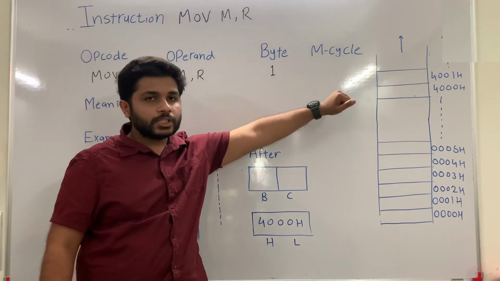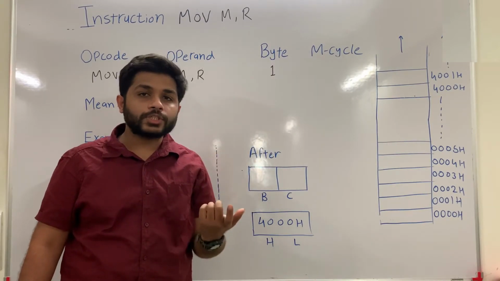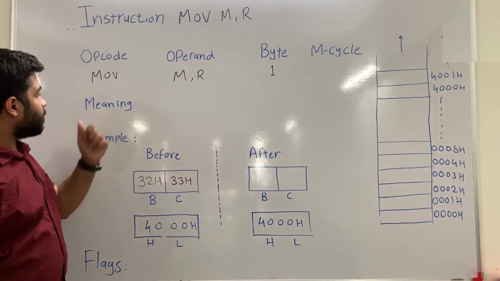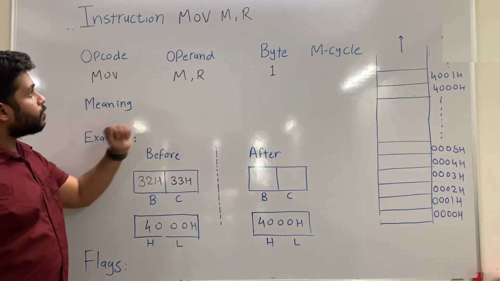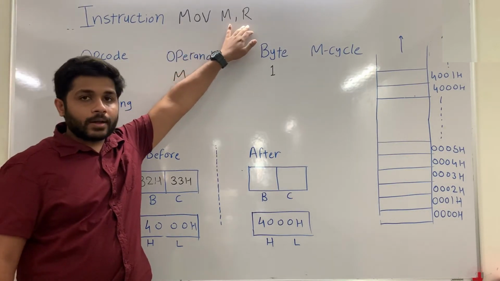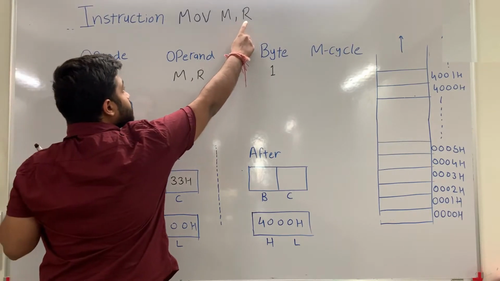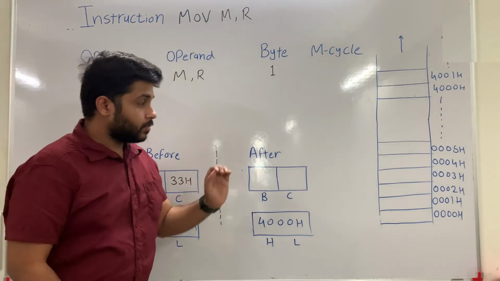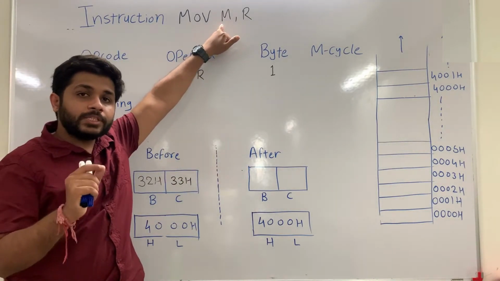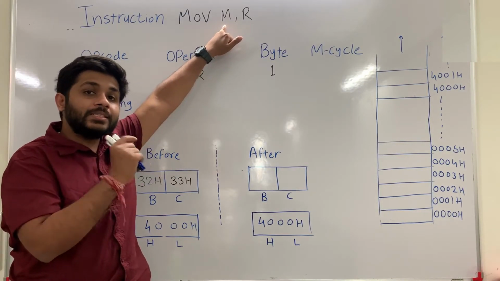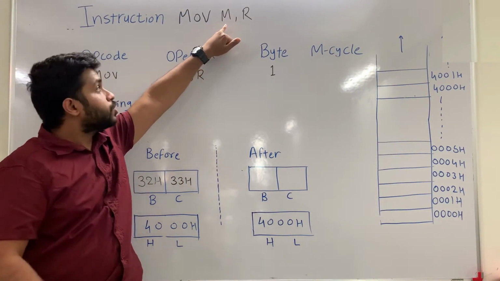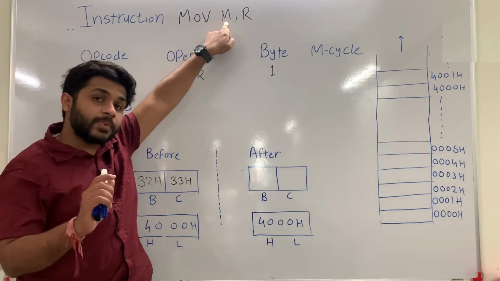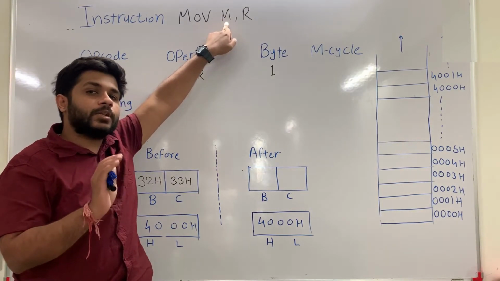Machine cycle: to understand machine cycle, you have to understand the whole process of the instruction. We are going to understand this a bit later. Let's first see the meaning of the instruction. The meaning of the instruction MOV M, R is that data present in the register R will be moved to the memory. When M is present in an instruction, you have to assume that the memory location is specified in the HL pair. So when this instruction is executed, data will be moved from the register to memory. But which memory? The memory location specified in the HL pair.